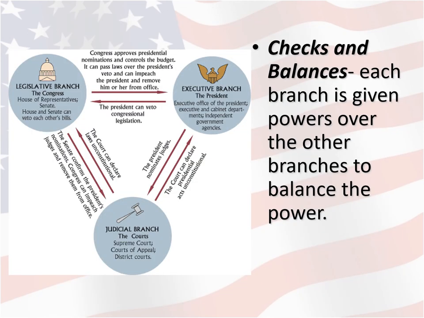Right along with separation of powers is the concept of checks and balances, the idea that each branch has powers over the other branches in an attempt to balance their power. So a good example of this might be Congress, even though they pass laws, the president has the opportunity to veto that legislation. And then Congress can override that veto. So that's check, balance, check. Kind of interesting. Also, the president nominates judges, but Congress has to confirm those judges to the Supreme Court or other federal courts. And if the executive branch does something that the judicial branch doesn't like, they can declare that act to be unconstitutional.